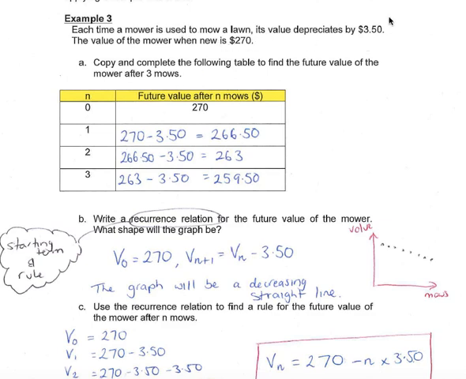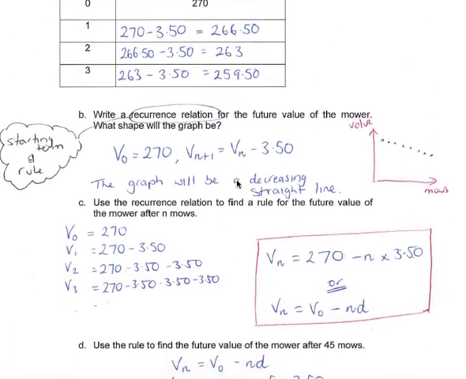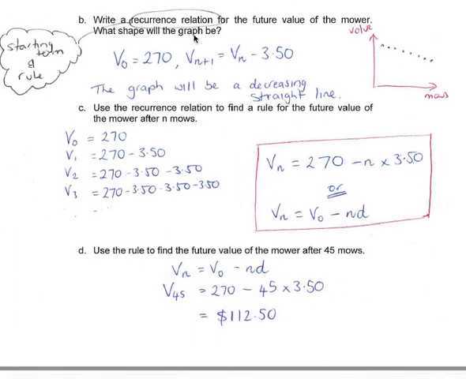Its value depreciates by $3.50 every time it's used. The value of the mower new is $270. We can see in the table, this is number of uses down here, not number of years as before. No uses is 270, so that's new, but for every use after, we subtract 3.50 from it. So you can see that happening there. It asks then to write a recurrence relationship based on that.